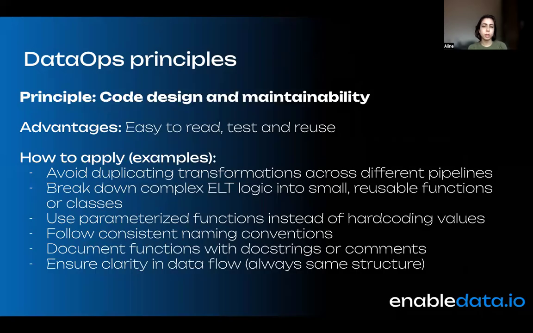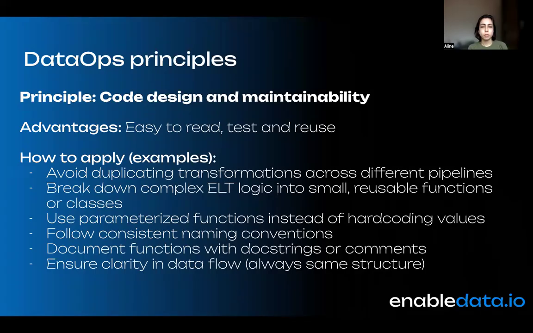Break down complex ELT logic into small reusable functions. For example, you can have a function for extract, one for load, one for transform, and that way the data flux is always clear. There is always clarity in the data flux, always extracting, loading, and transforming. Use parameterized functions instead of hard coding values. That's very important to be able to do the two examples above. If you want to avoid duplicating code, you need to have parameters that you pass to these functions.